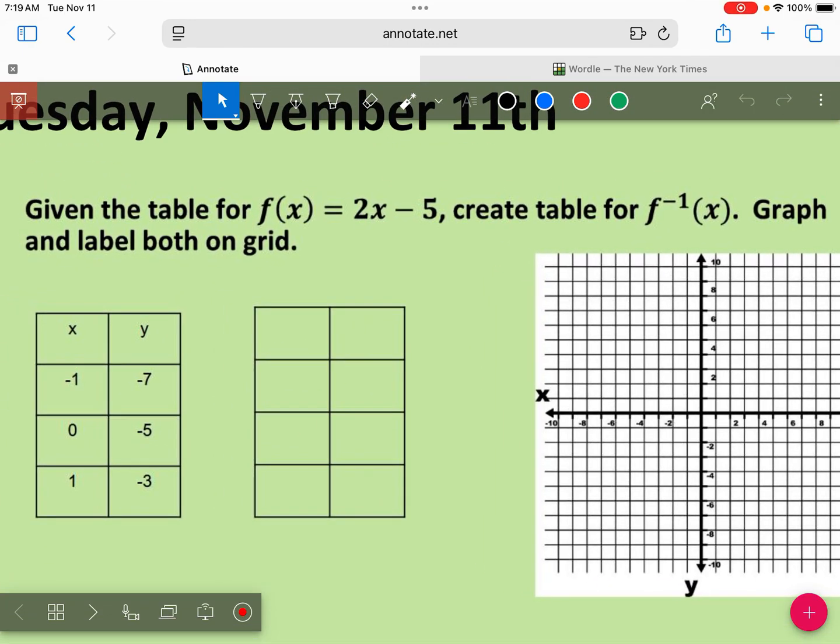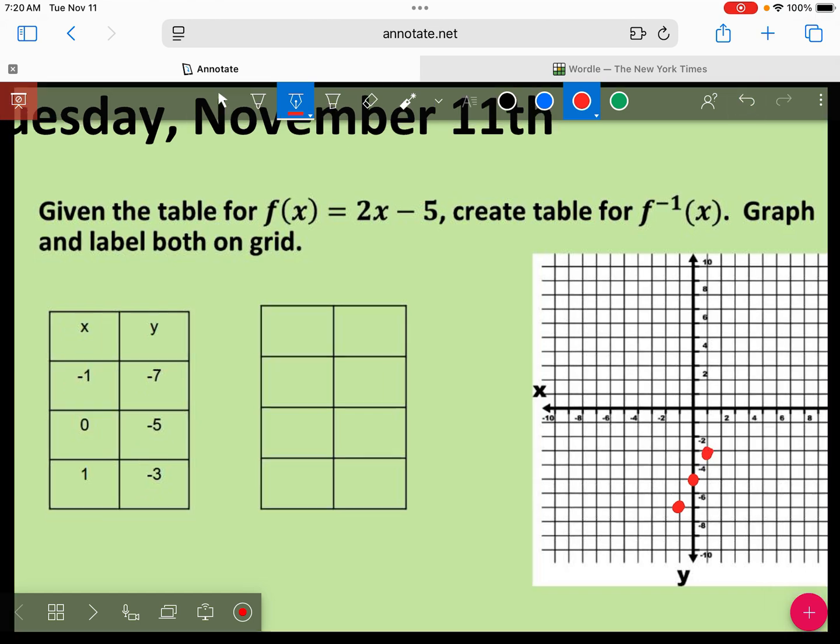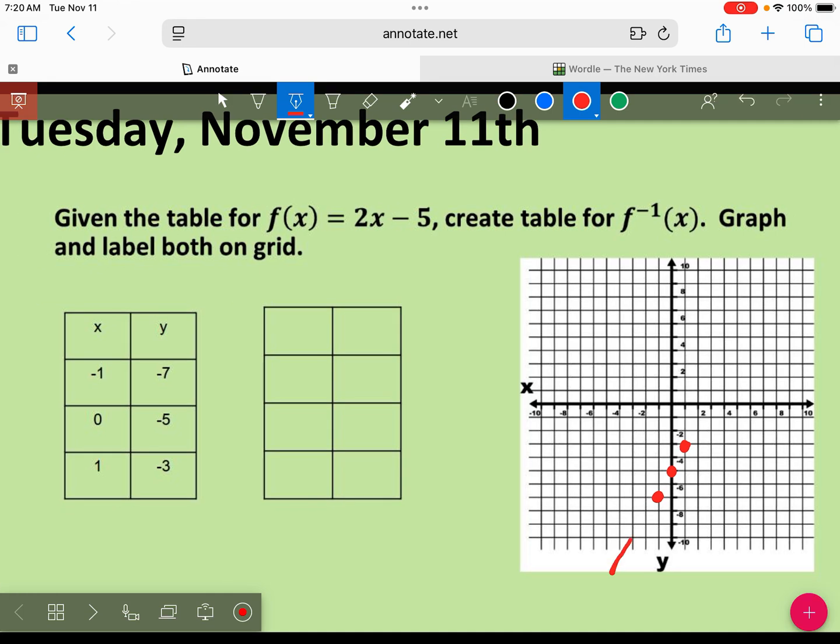2x minus 5. So we're going to put a point at -1, -7, and then 0, -5, and then 1, -3. Go ahead and connect that with a straight line. Hopefully yours is way straighter than mine.